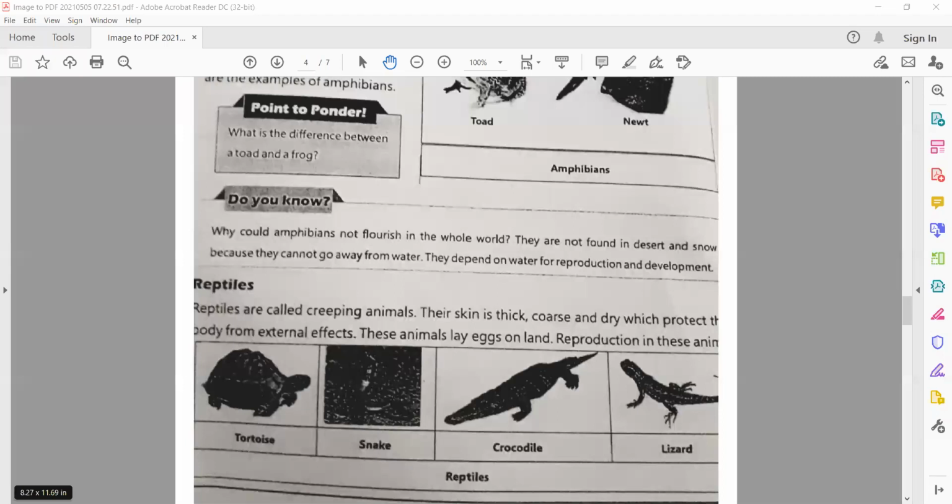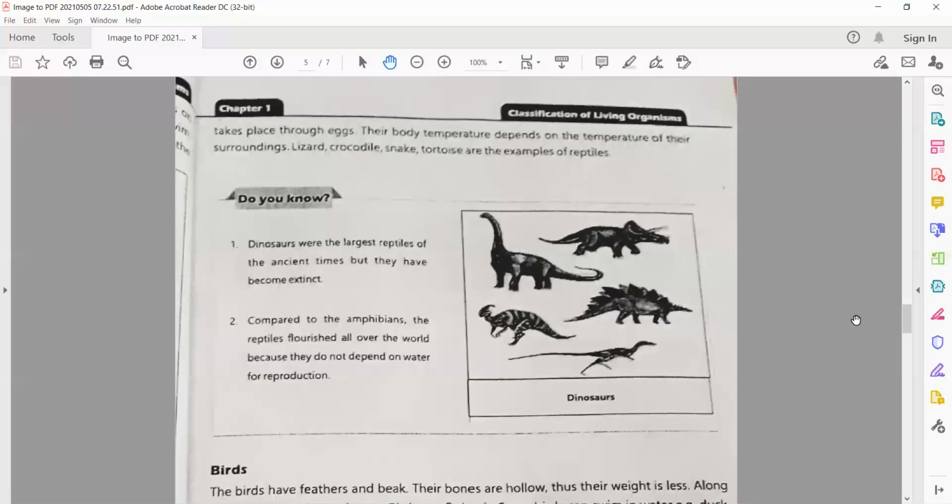Clear? Now, do you know dinosaurs were the largest reptiles of the ancient times, but they have become extinct. वो अब खत्म हो चुकी है, नापैद हो चुकी है, ठीक है? ये largest reptiles थे on the earth, जो कि अब खत्म हो चुकी है. Compared to the amphibians, the reptiles flourished all over the world because they do not depend on water for reproduction.